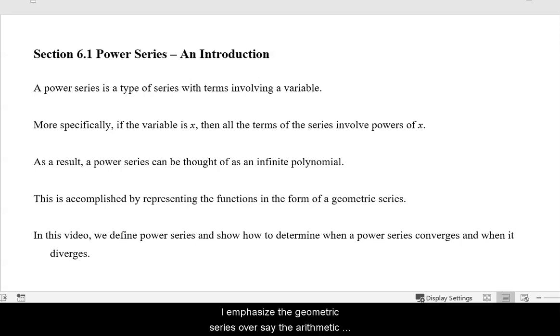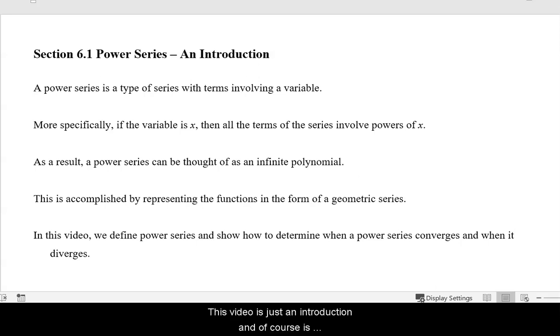I emphasize the geometric series over, say, the arithmetic series or some kind of recursive series, because geometric series form the basis for the power series, and power series are probably the most important type that we have at this point in time. Let's look at the screen in front of you and talk about the definitions of what a power series is and what it involves.